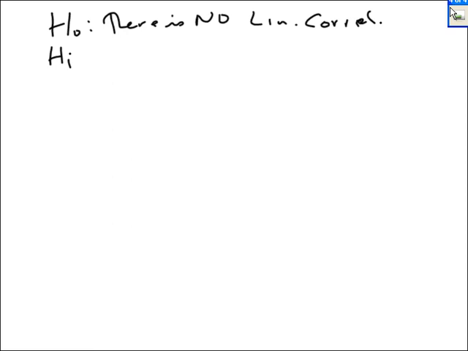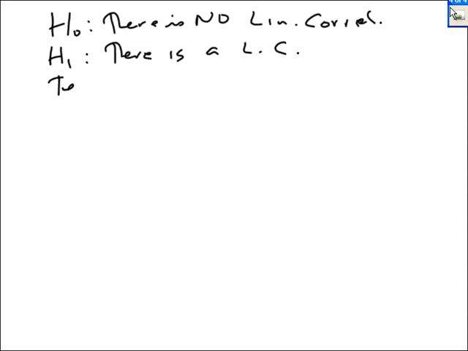Now, when it comes to hypothesis testing, H0 will always be there is no linear correlation. There is no linear correlation. What are you talking about? Doesn't happen. That's the null hypothesis. The alternative, H1, is there is a linear correlation. And it's not HI, but H1. You know that. There is a linear correlation.